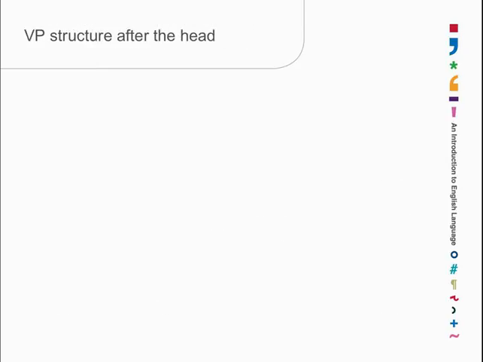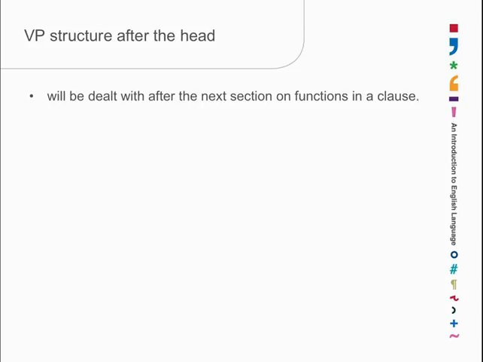What about after the head? Well, as I said, we're not going to deal with that because we need a lot more background. We're going to deal with it after we look at functions in something new, something called the clause. Clauses come next.